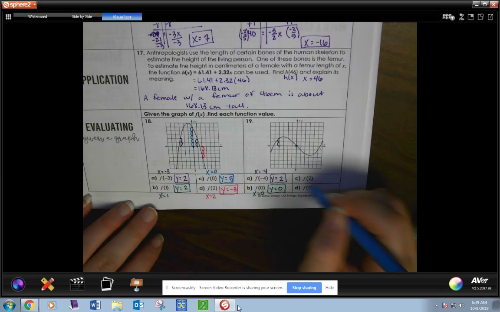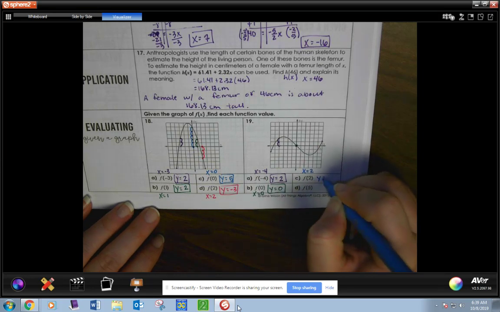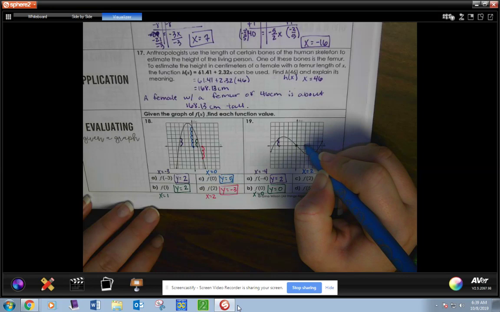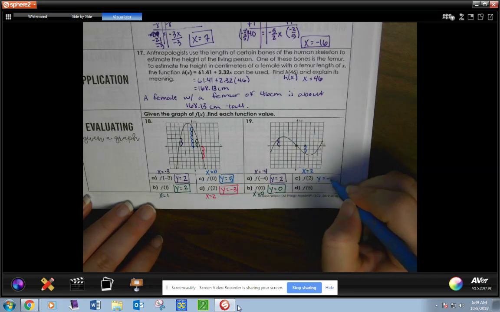Okay, for C, it says f of 2. So this is telling me x is 2. What is y? So I'm going to go to 2 on the x-axis. And to get to the line, I'm going to have to go down 2. So this is negative 2.